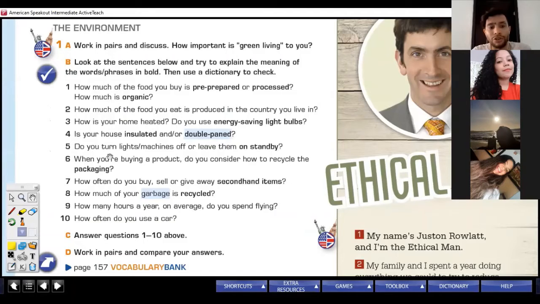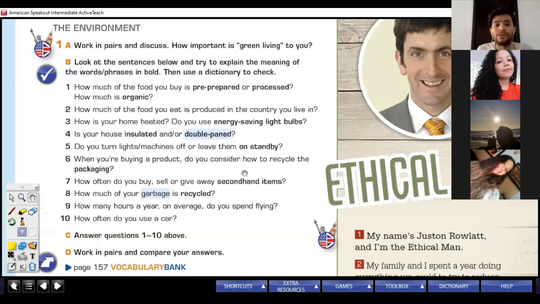Do you turn your lights or machines off when you leave them on standby? Or you leave them on standby. So what do you think the meaning of a standby is? What is a standby? Go ahead, thanks, Maria. I think that it is something that is always ready for use, especially if a regular one fails.